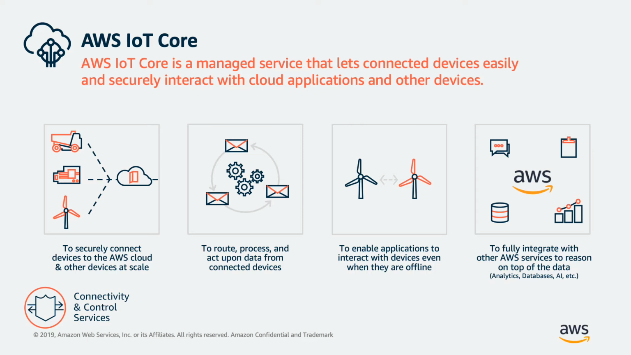AWS IoT Core allows you to securely connect devices to the AWS cloud and also with each other. It allows you to do things like route, process, and act on the data and messages coming from those devices. And we're going to see examples of this as we move forward. It also enables you to integrate with other services. When we talked about databases or other analytics and machine learning, those can be leveraged for further insights and clarity.